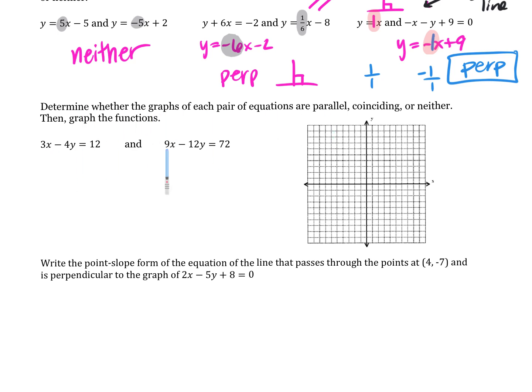Let's go figure out these graphs. Parallel, coinciding, neither, then graph them. Let's do it. Let's go get my y equals mx plus b for each of these.